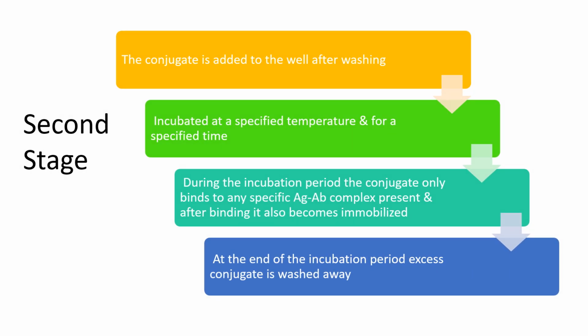Second stage. In this stage, the conjugate is added to the well after washing, and incubated at the specified temperature for a specified time. During the incubation period, the conjugate only binds to a specific antigen antibody complex present, and after binding, it will also become immobilized. At the end of the incubation period, excess conjugate is washed away.